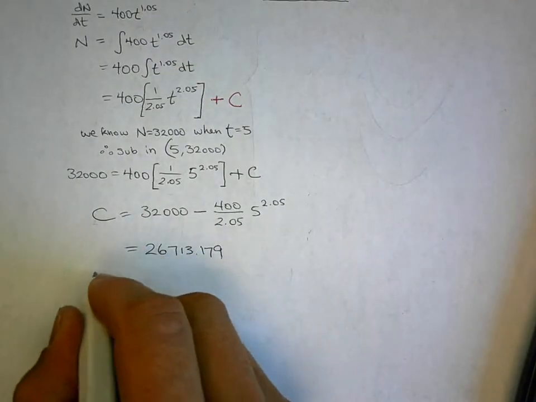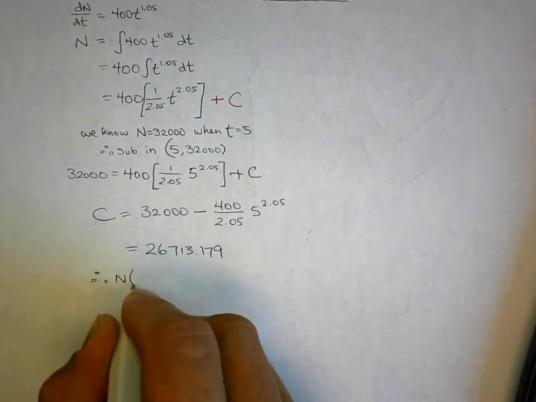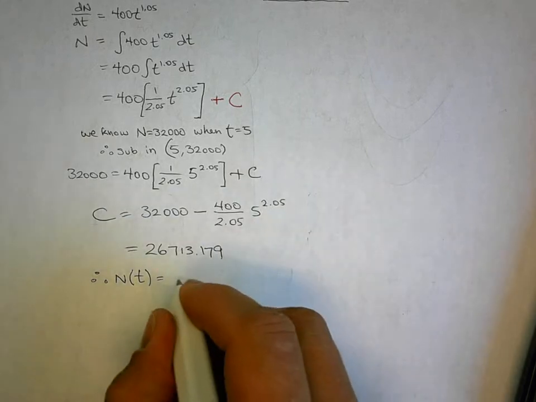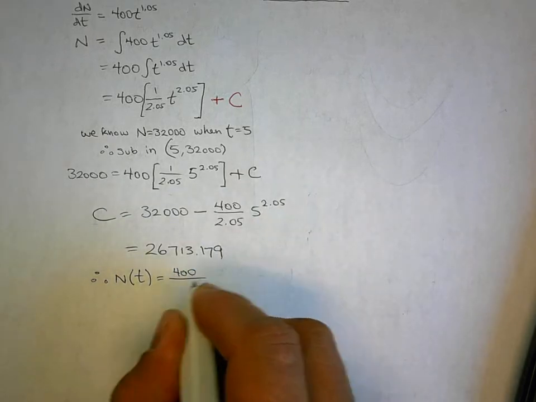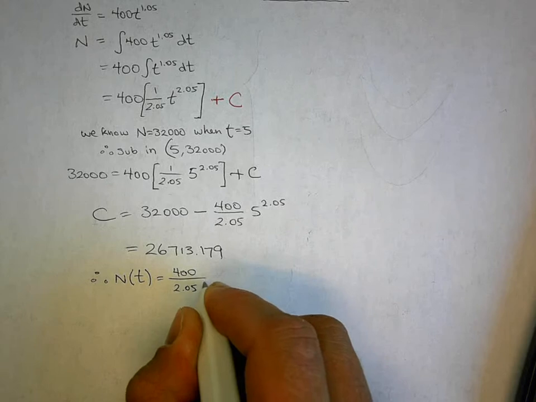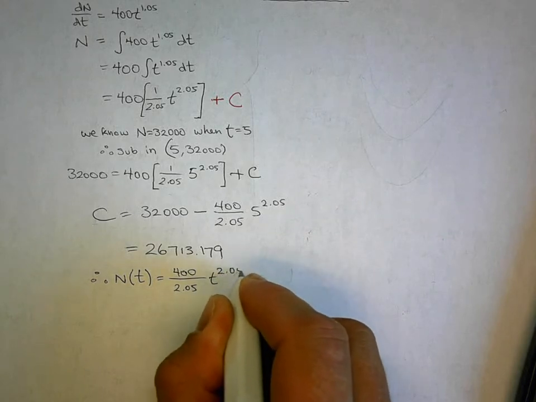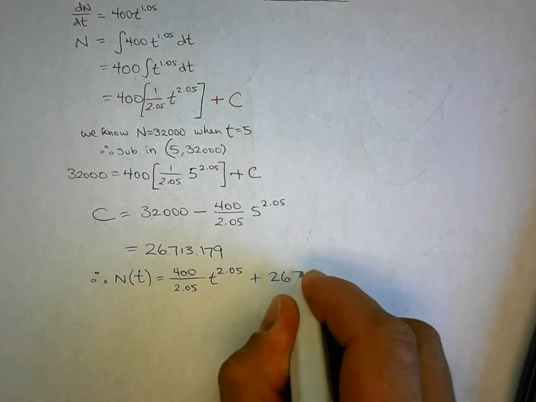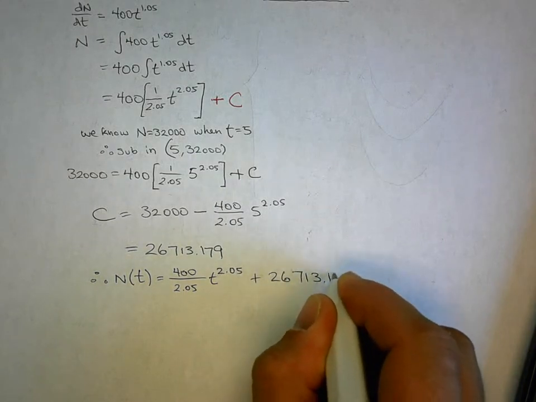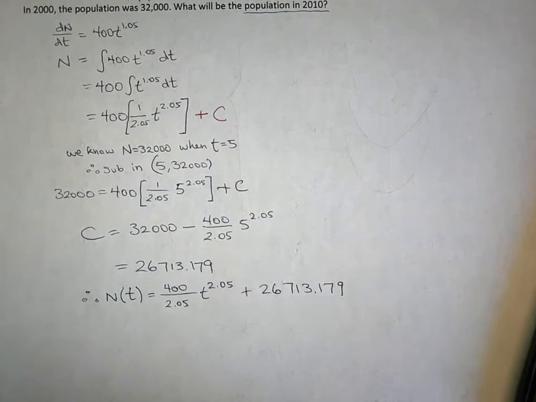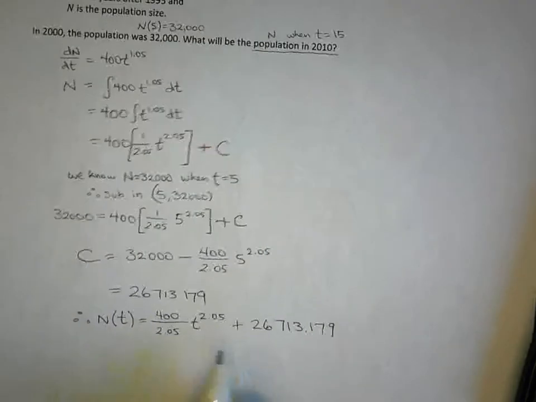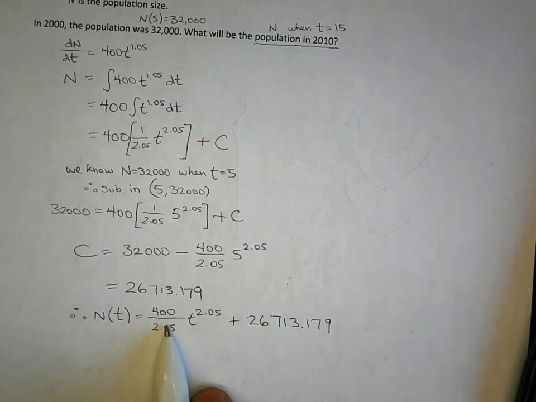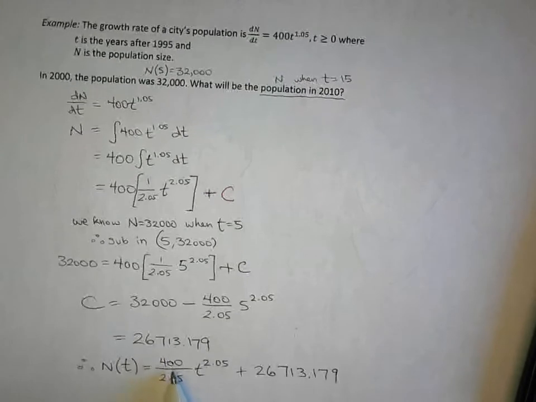Okay, therefore I now have an expression for n, which is 400 over 2.05 t to the 2.05 plus 26,713.179. Now you might be thinking, Mr. Colley, why didn't you just simplify this? You could have simplified this into a number. You're right, but what's the question asking for?